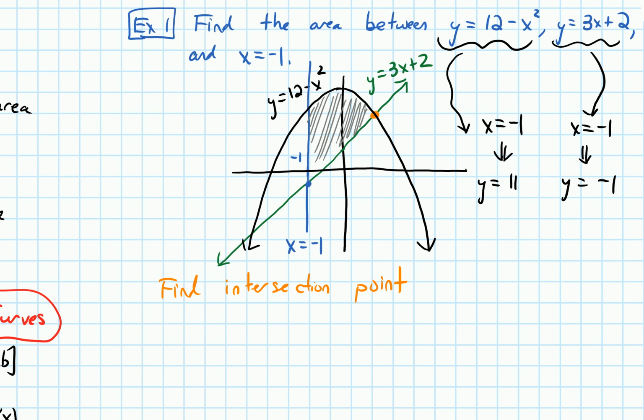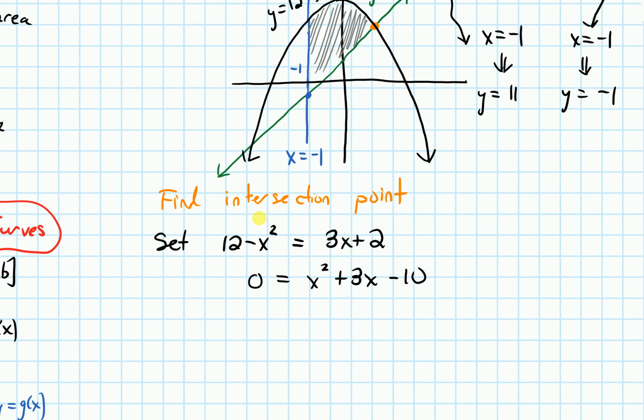So to find the intersection point, I can set the two equations equal. Let's set 12 minus x squared, which is what y equals in the first equation, equal to 3x plus 2, which is what y equals in the second equation. I'm setting those two y's equal to each other. Now I can rearrange this to move all the terms to one side. Let's move all the terms to the right to make the x squared term positive. So I'll get 0 equals x squared plus 3x, and then 2 minus 12, which is minus 10.